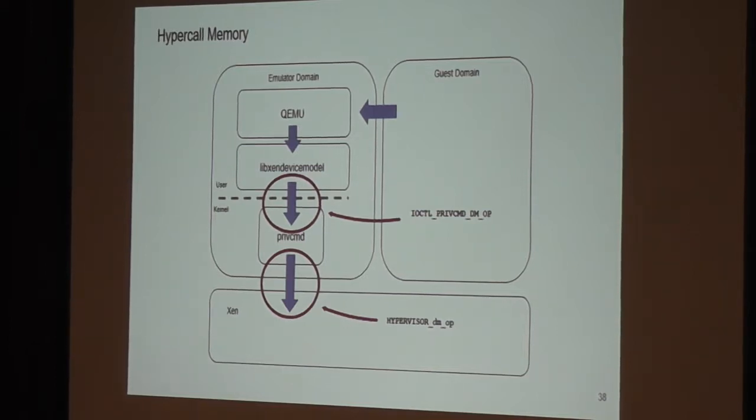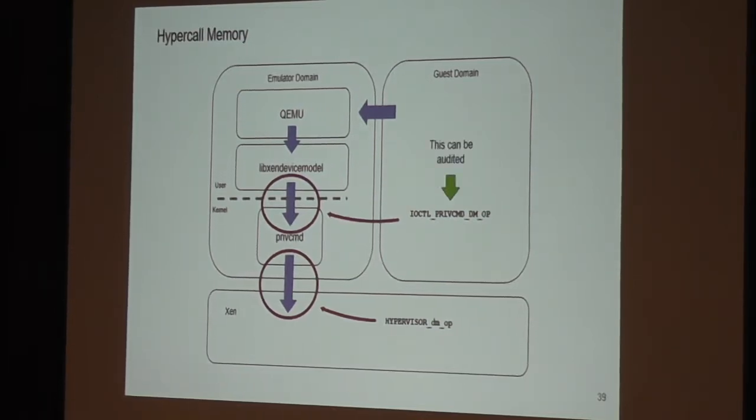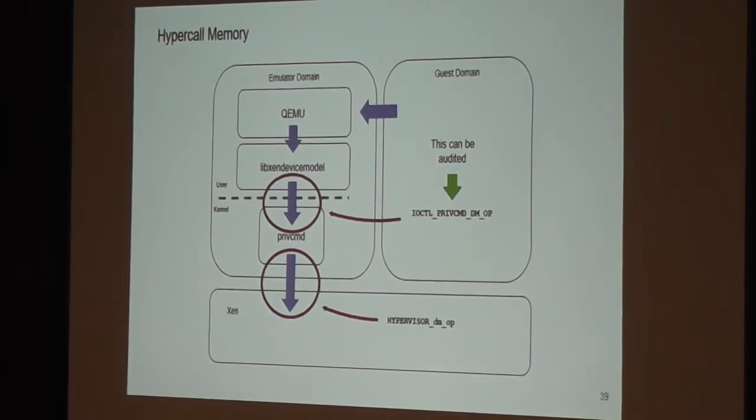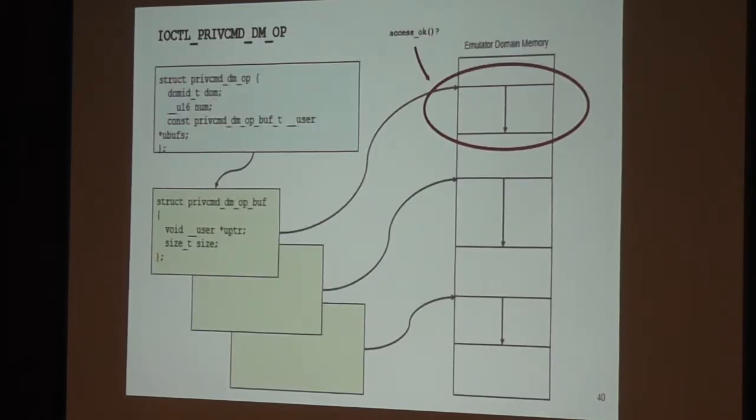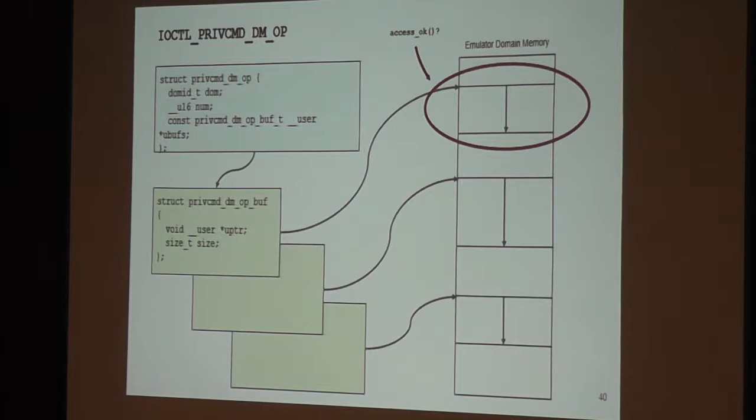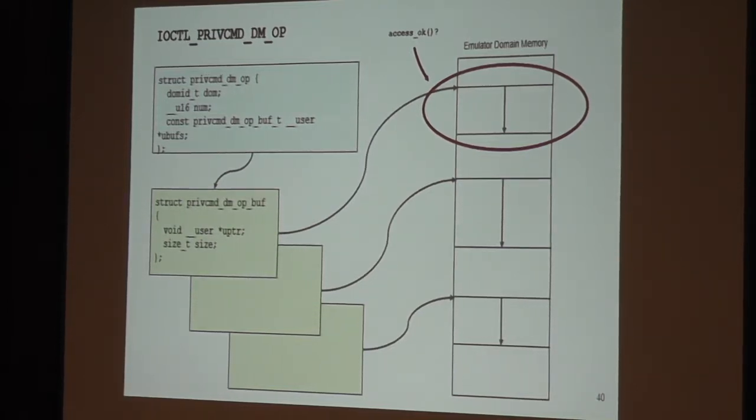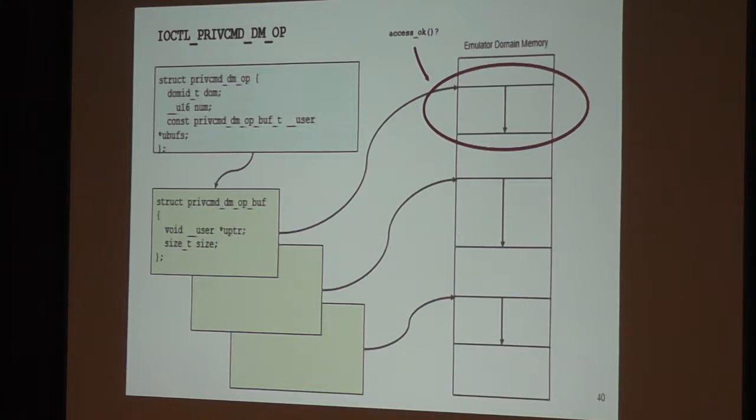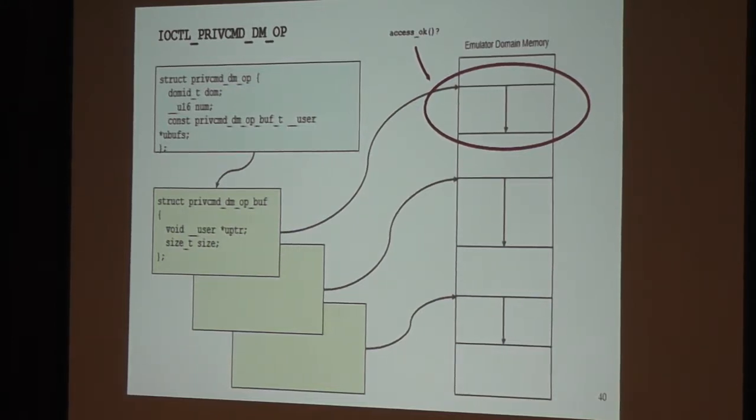Now, instead of issuing an arbitrary hypercall, it's going to use the DMOP interface, and the DMOP interface is then going to issue the hypervisor DMOP hypercall to Xen. Now, the crucial thing about this hypercall is all the memory handles that pass via this hypercall can be audited, and the reason for this is the structure of the hypercall. The ioctl specifies the domain which you're operating on, and then it just specifies an array of buffers, and the buffers are just pointer and extent values, which can be audited by privcommand using the access_ok kernel primitive, just to check that those memory ranges are actually legitimate.